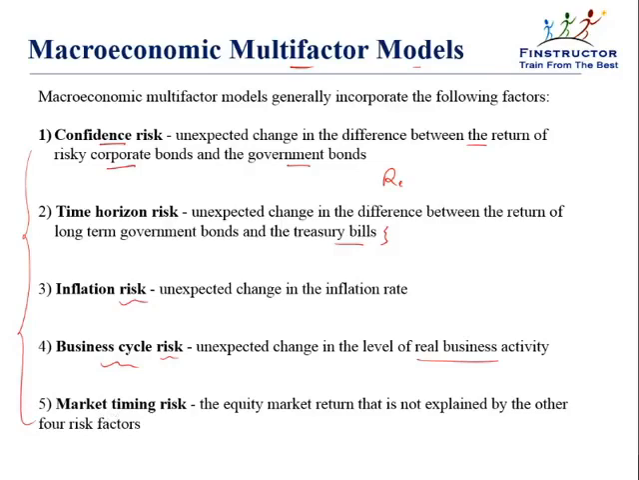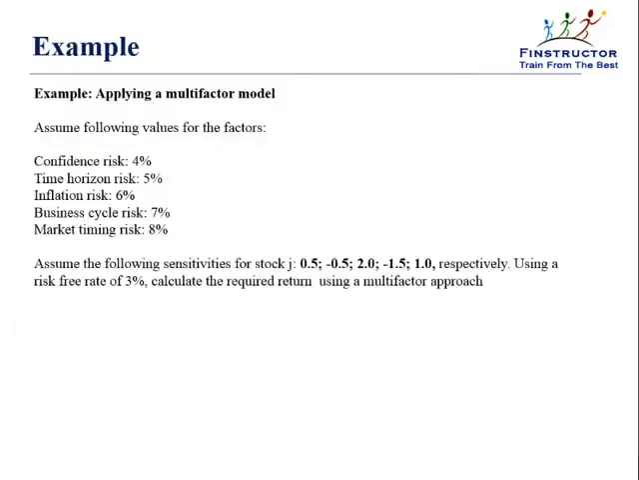So the macroeconomic model says that the sensitivity to each of these risks should be calculated, and then the required return would be equal to the risk-free rate plus the sensitivity multiplied by the premium for each of these risks. So assume the following values for the factors. The confidence risk deserves a premium of 4% on an average, time horizon 5%, inflation risk 6%, and so forth. Assume the following sensitivities of a particular stock to each of these risks. Using a risk-free rate of 3%, calculate the required return using a multi-factor approach.